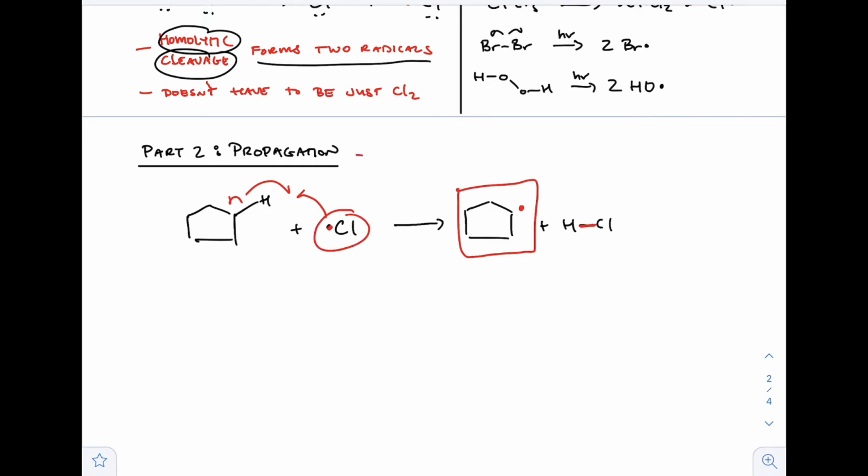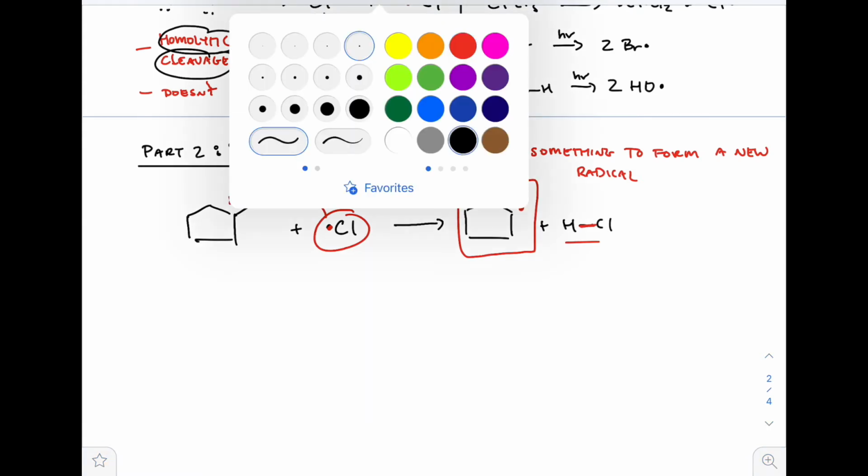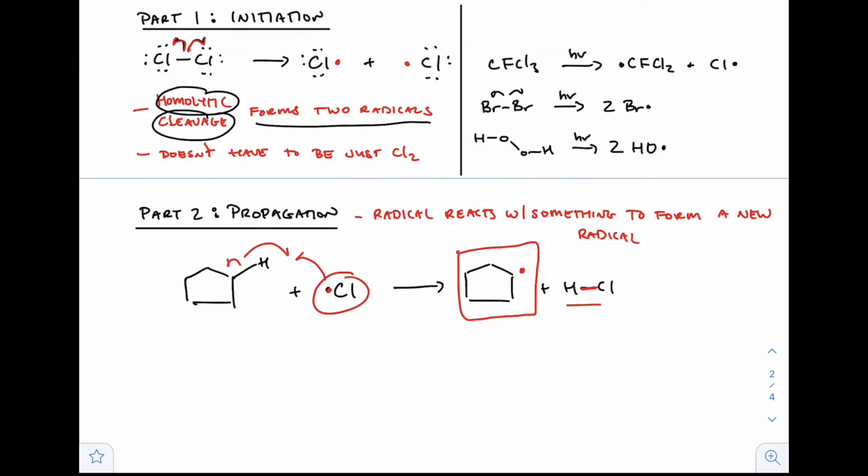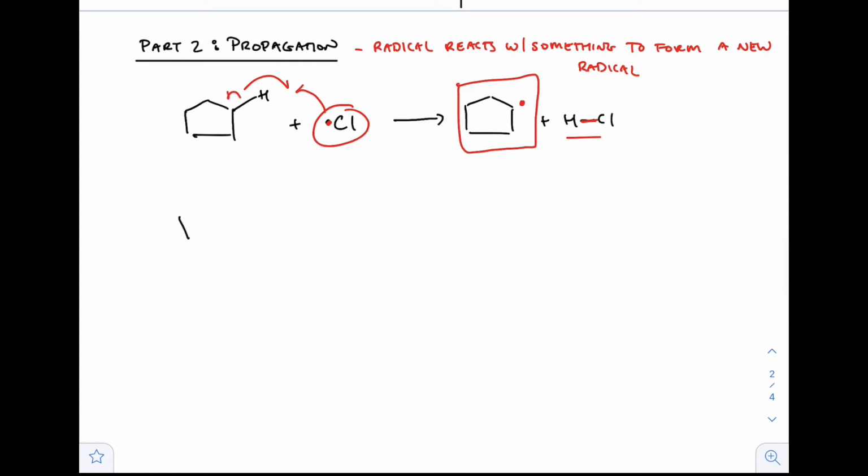Okay, so that's the theme for propagation. You have a radical and it reacts with a species and it forms a new radical as well as a sigma bond, but I don't really care, I mean it does form as well. So a radical reacts with something to form a new radical, okay? And then, like whisper, also a sigma bond.